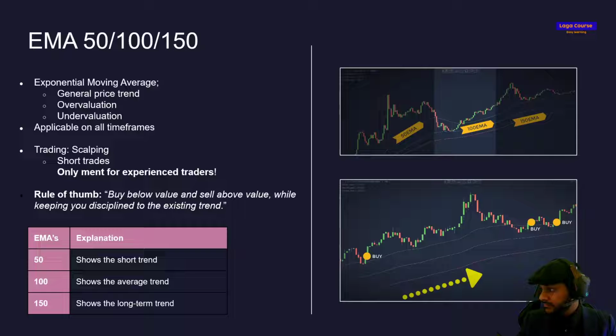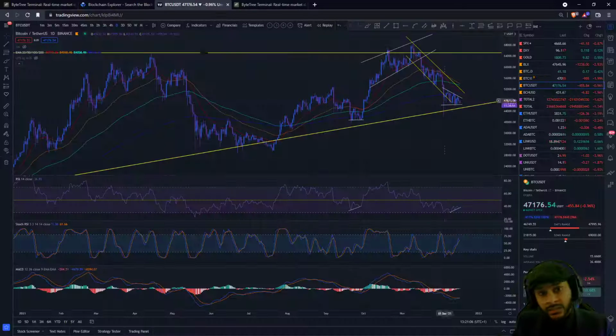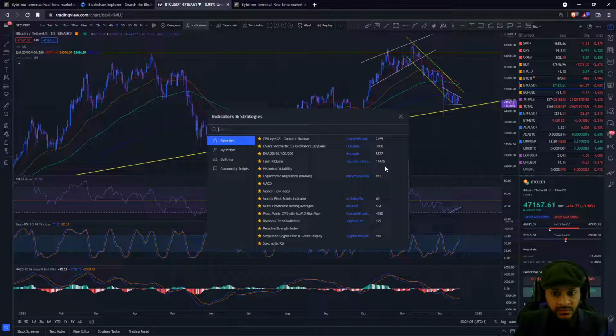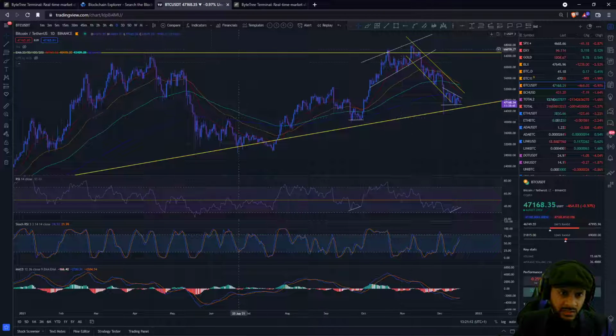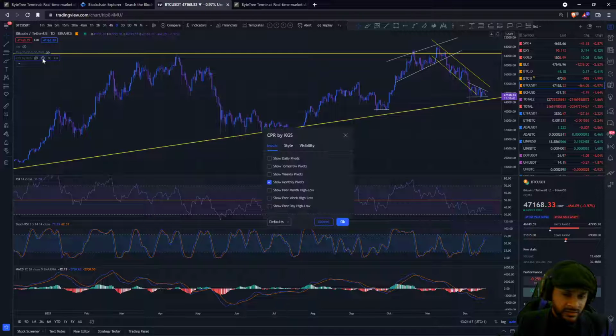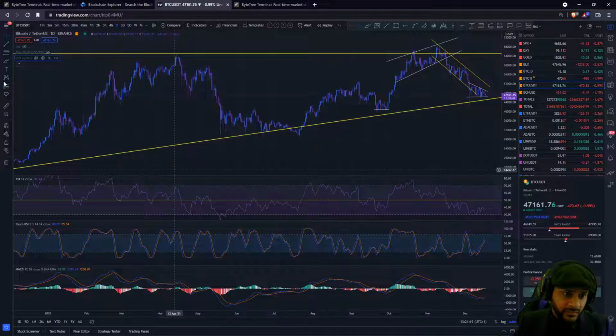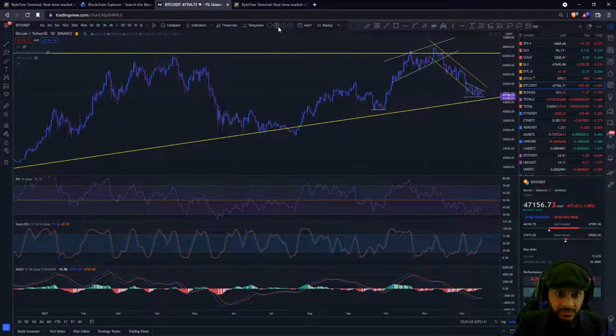All right, let's continue. So more indicators that I'm using, these are the indicators. You can just pause the video and save it to your favorites. But the ones that I'm using right now is this one. So these are the indicators that I'm using. I don't use a lot anymore. So I use some certain templates, which is number one: volume, EMA, and CPR. I use the CPR as well. I'm gonna discuss this in the next chapter, so don't worry.